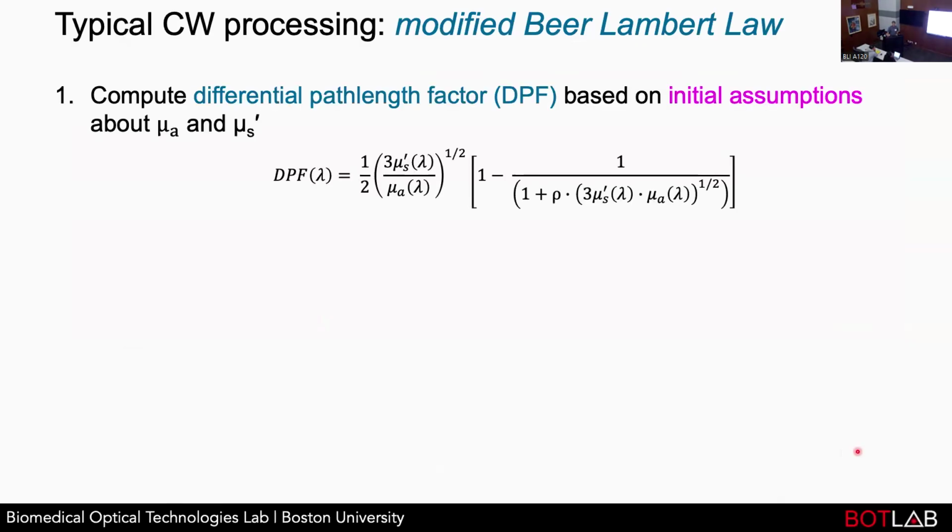We compute what's called the differential path length factor, or DPF, based on initial assumptions about absorption and scattering of the tissue. Now, you could have a DPF estimate, I'll tell you more about what it means in a moment, based on diffusion theory, that's what you're seeing here, or you could have it based on Monte Carlo. But just practically, most commonly, DPF is based on an equation that's very similar to this, that's also based on diffusion theory, a function of optical properties, and you see rho in here, source detector separation.